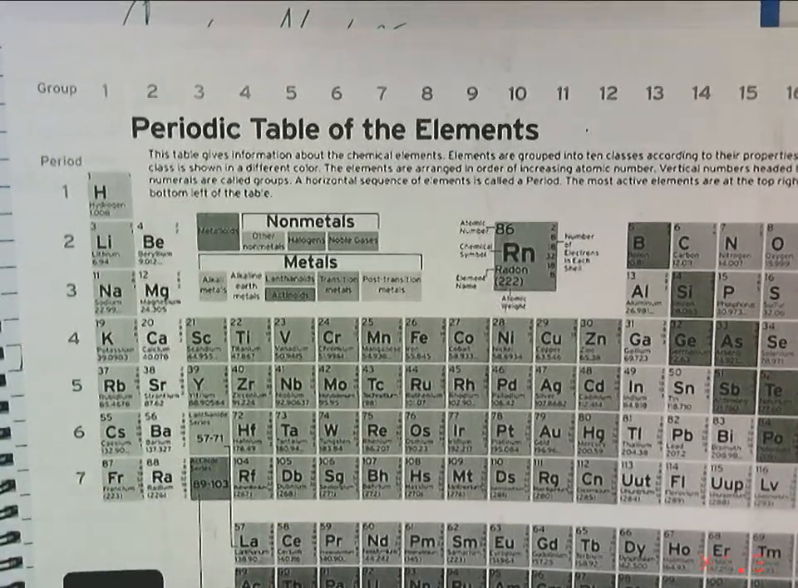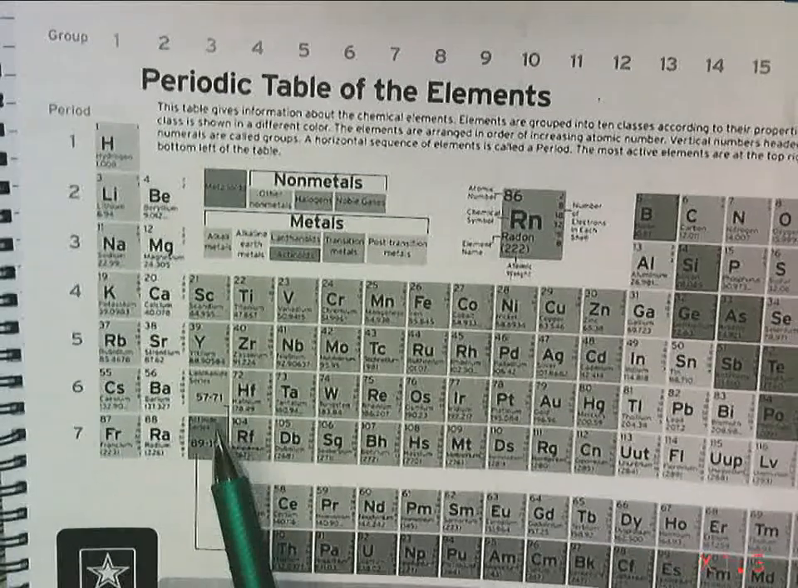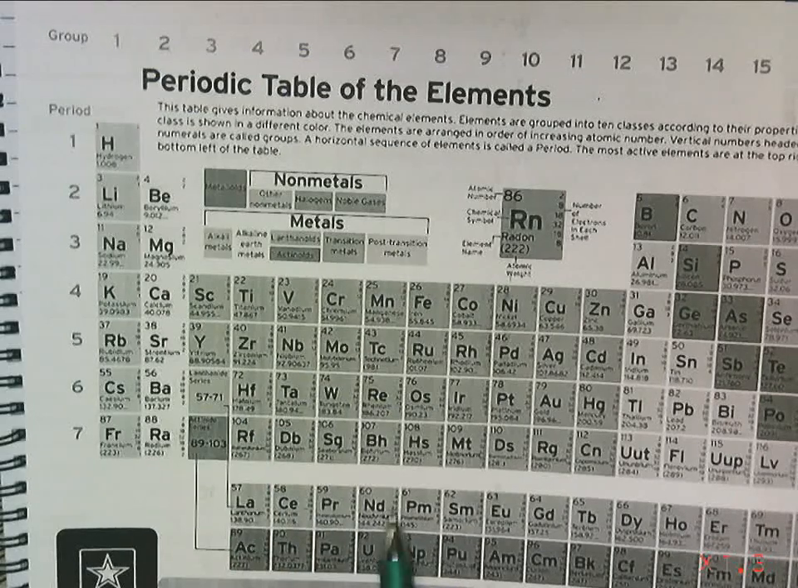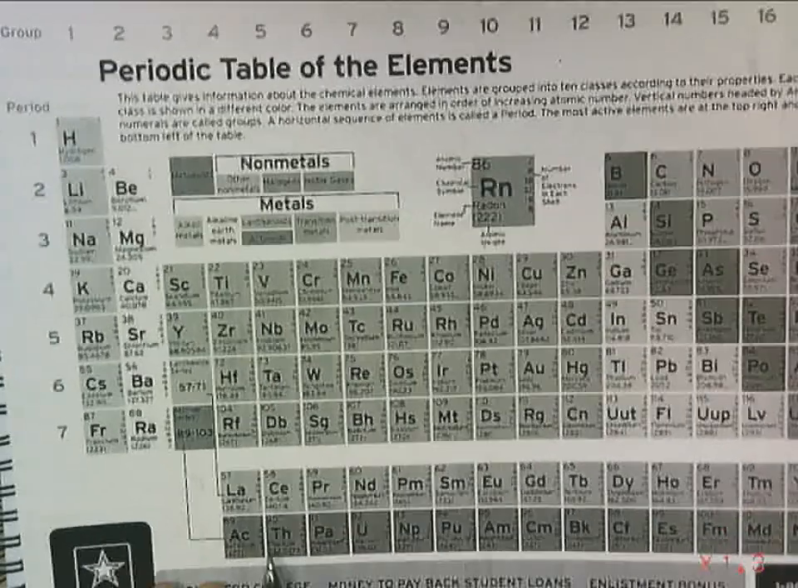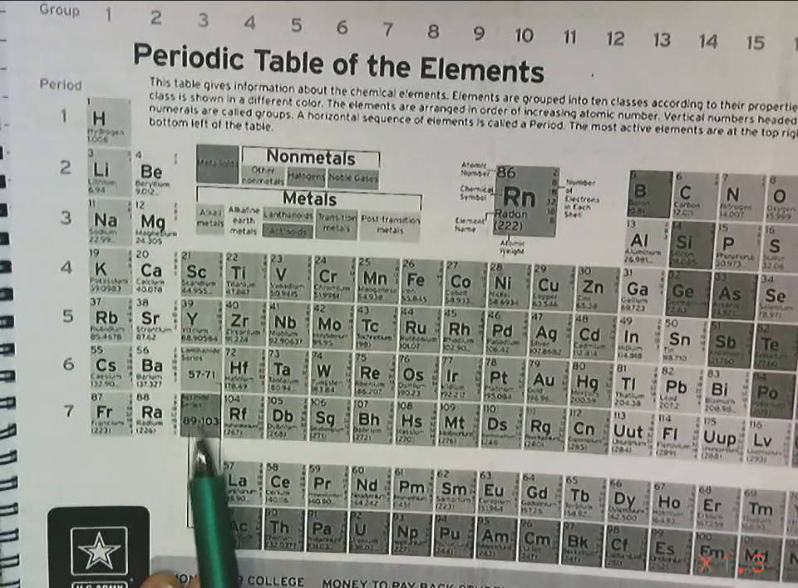These guys down here, notice how it runs from 57 to 71. They technically fit in this little spot right here. So they're a 6. They're an n equals 6. These guys, 89 to 103, they fit in this little spot. They're technically an n equals 7.